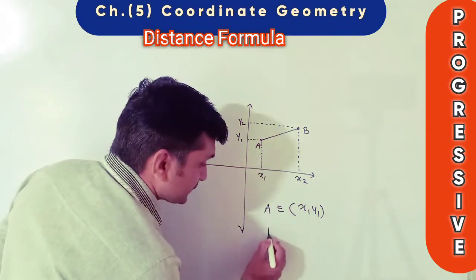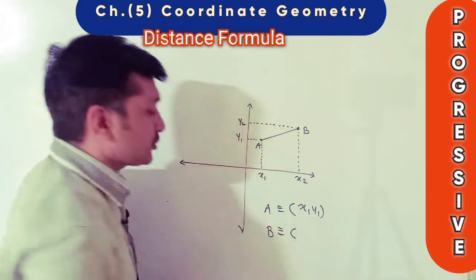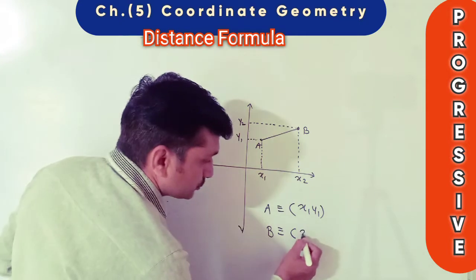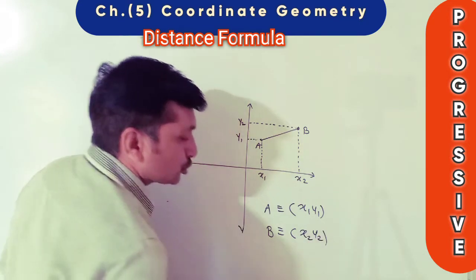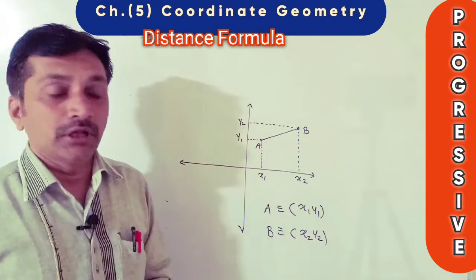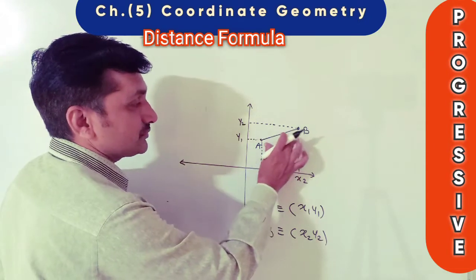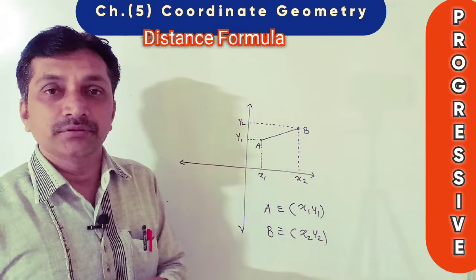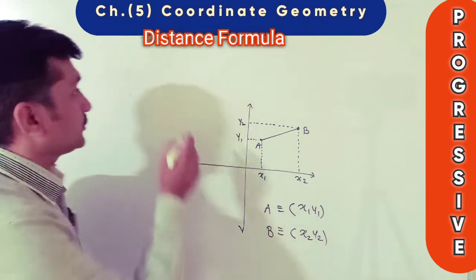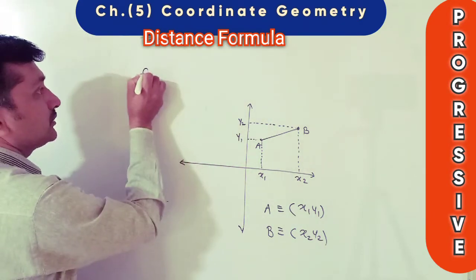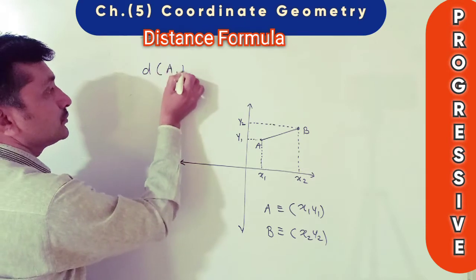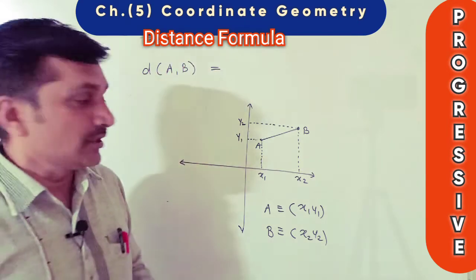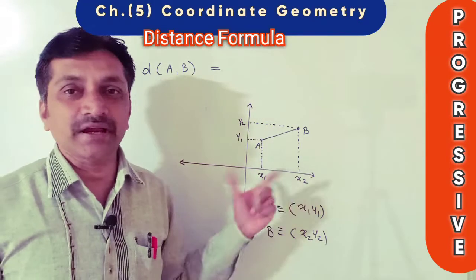Which are the coordinates of point B? The coordinates of point B are x2, y2. These are the coordinates of point B. And now we want a distance, the distance between point A and B. Now the distance formula: distance AB is equal to, distance AB means the distance between points A and B.